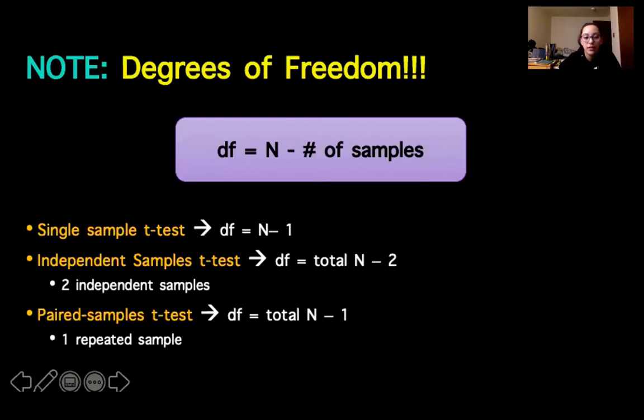So if I had a total of 30 people that I've measured twice, still only one sample, right? 30 would be my total, n minus 1 would give me degrees of freedom of 29.